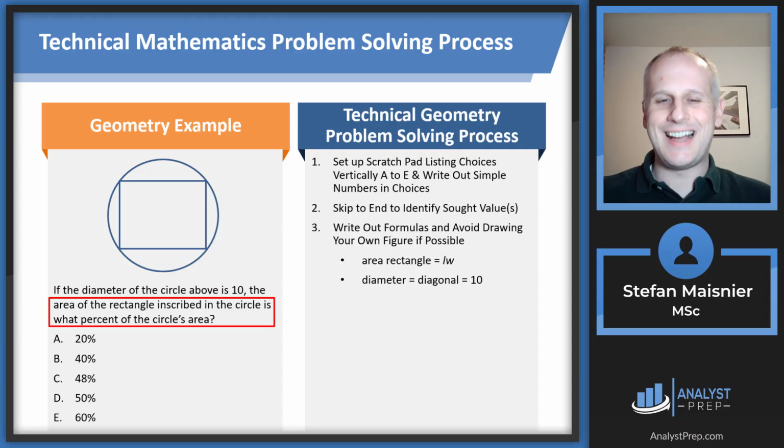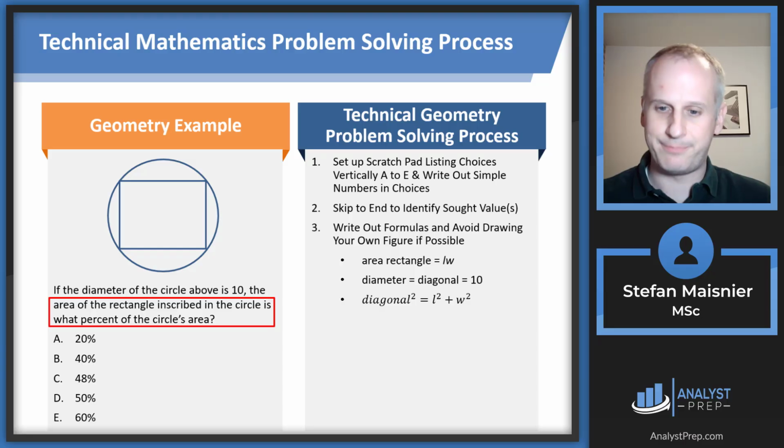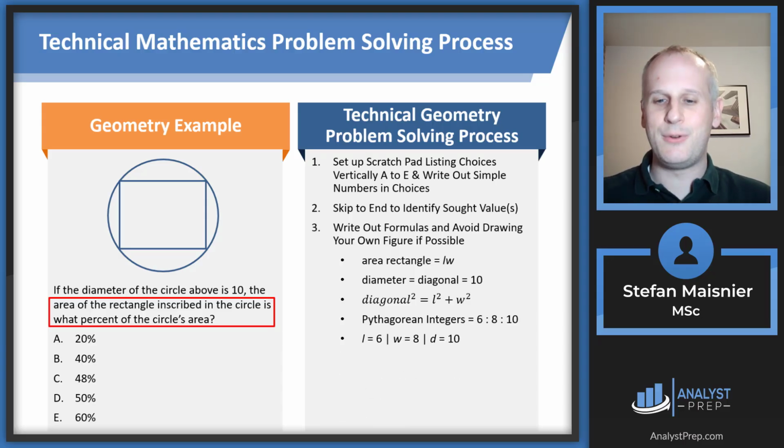We also see that the diameter of the circle is going to be the same as the diagonal of the rectangle. So that means that it is equal to 10 because the problem told us so. So we also know that a diagonal squared is going to be equal to L squared plus W squared because we're looking at a right triangle. So we're looking at a Pythagorean integer triple of 6, 8, 10. Because 6 squared, 36, plus 8 squared, 64, is 10 squared, or 100, which now gives us our length and width for the rectangle as 6 and 8.